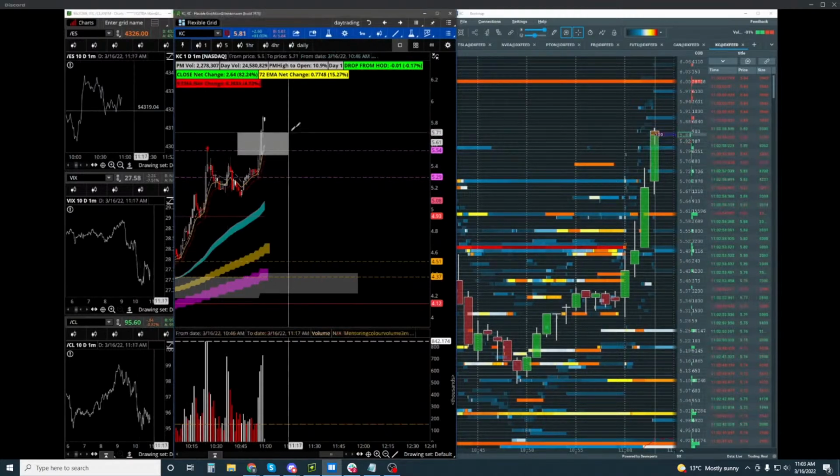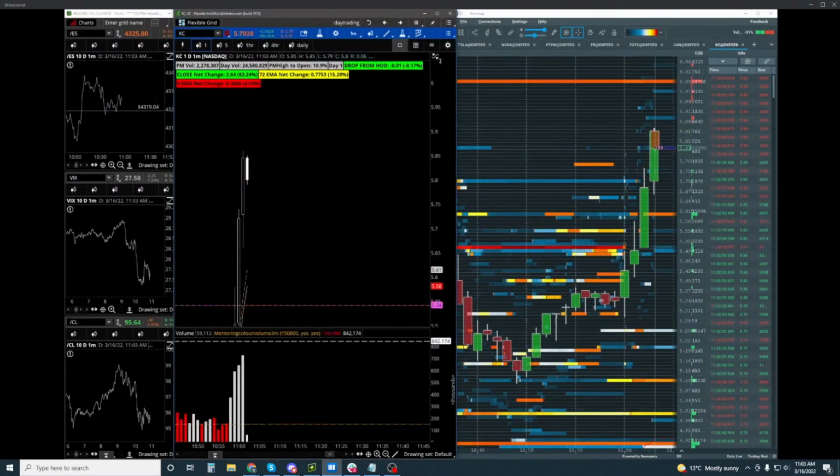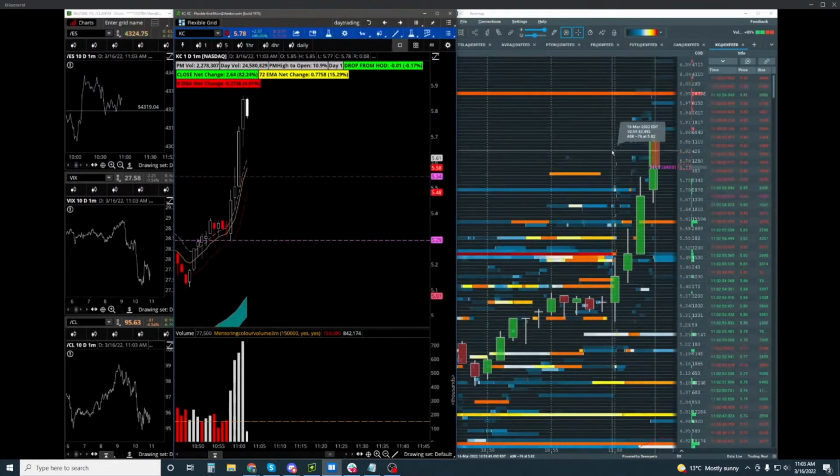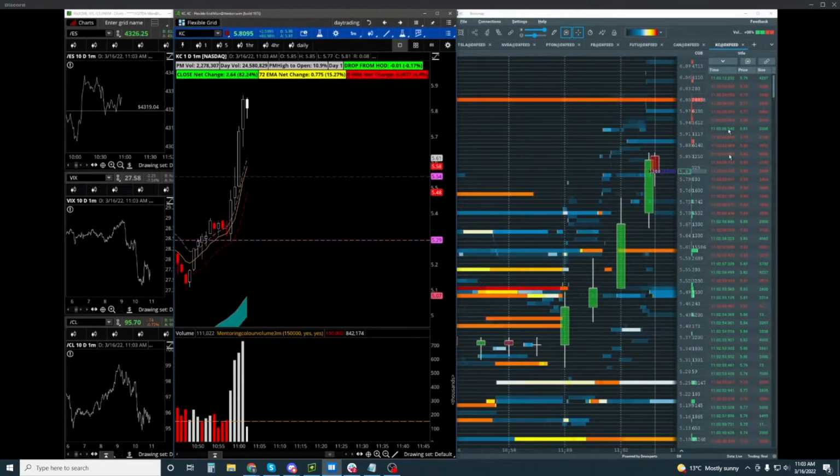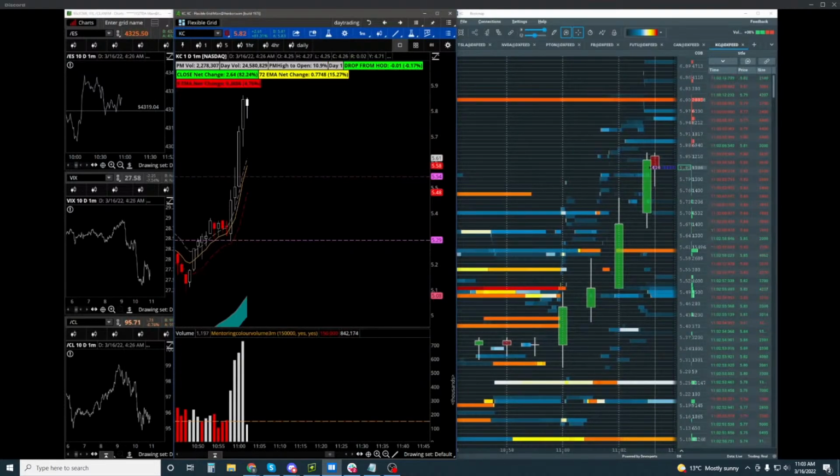585, still pushing traders. Look at volume, strong. So you can see it's bar making higher lows. Now some sellers over here 585, but again the tape is strong. Let it go.